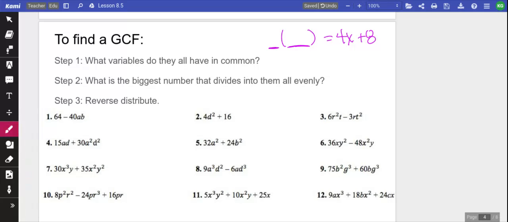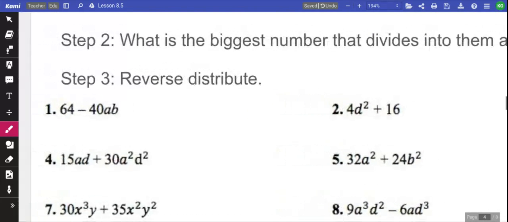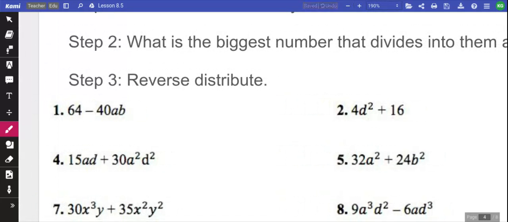To do that, we have to ask ourselves a few questions. First, what variables do all of the terms have in common? Second, what is the biggest number that divides into them all evenly? Once we've done that, we reverse distribute and figure out what the original problem was. So in this case, I have 64 minus 40ab.